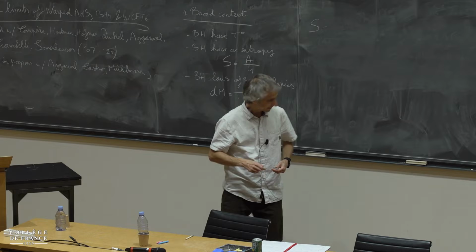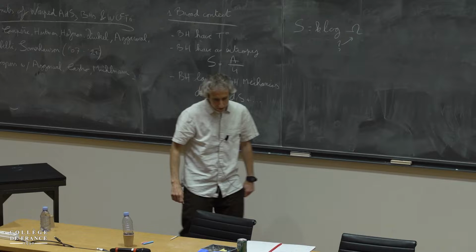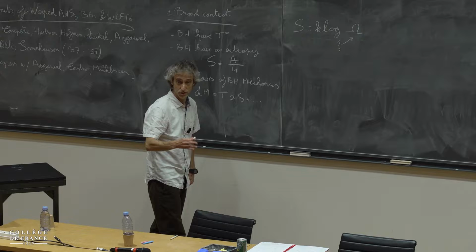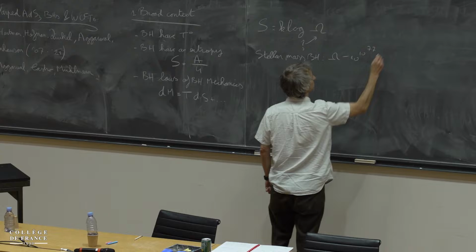Okay, good. So S is K log of some number of microstates. What are these microstates? It's interesting to appreciate that this number of microstates is actually huge. For a stellar mass black hole, this number is about 10 to the 10 to the 77.